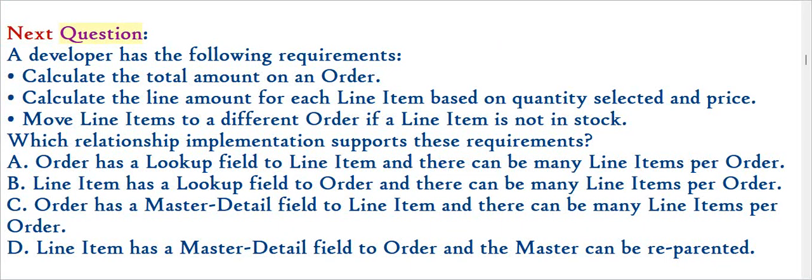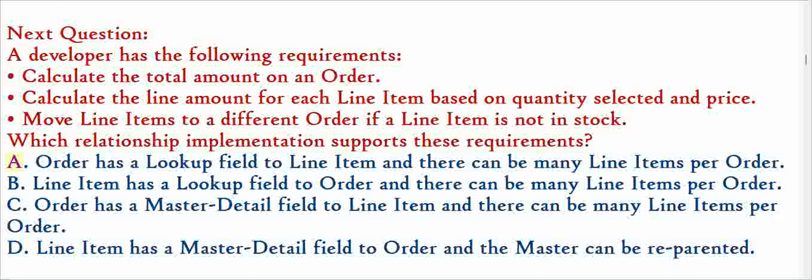Question. A developer has the following requirements. Calculate the total amount on an order. Calculate the line amount for each line item based on quantity selected and price. Move line items to a different order if a line item is not in stock. Which relationship implementation supports these requirements?